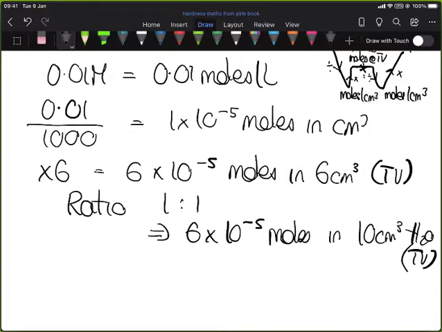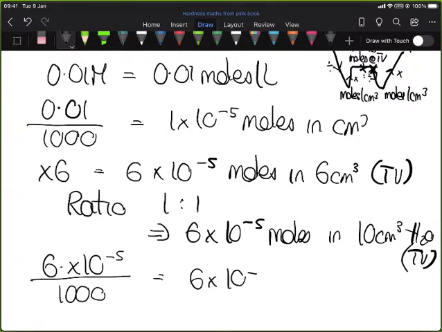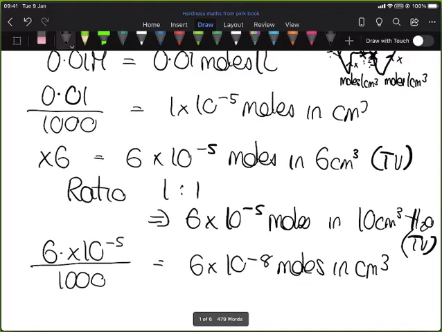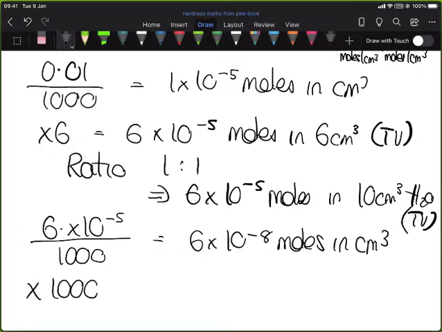It then asks me to, in my W over here, I am at this point now. At the W, I want to find out moles per centimetre cubed. So I take 6 by 10 to the minus 5 divided by 1,000. Divided by 1,000 is going to give me 6 by 10 to the minus 8 moles in 1 centimetre cubed. And then I'm going up at the last bit of my W, multiplying by 1,000 to give you 6 by 10 to the minus 5 big M.